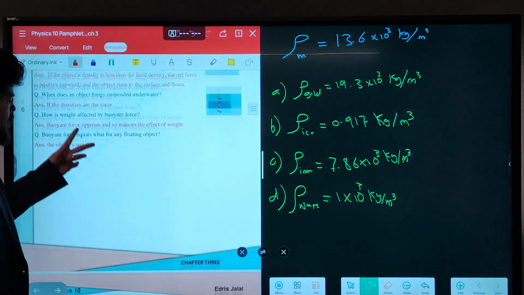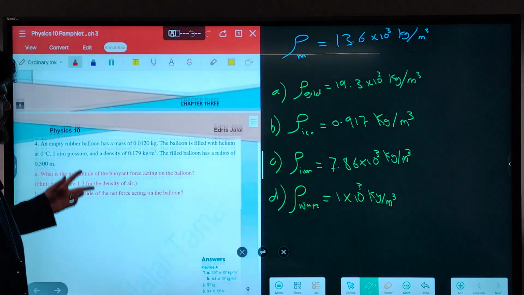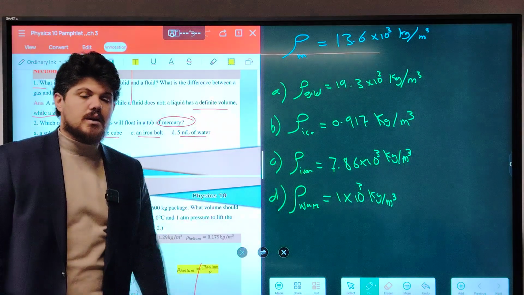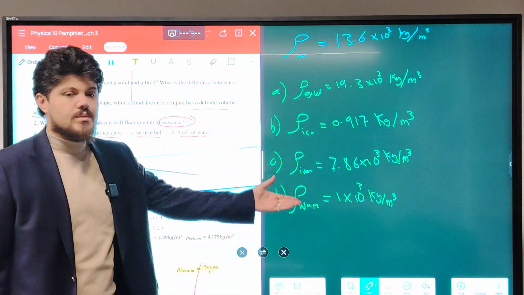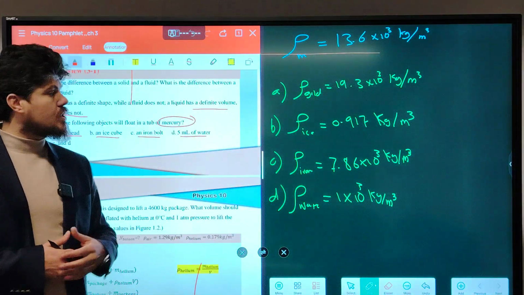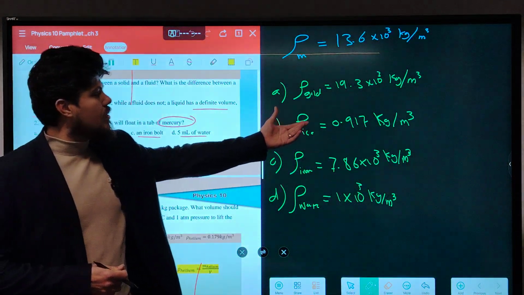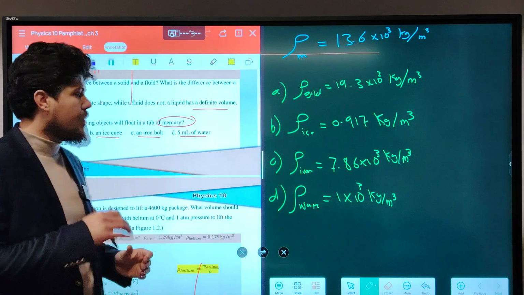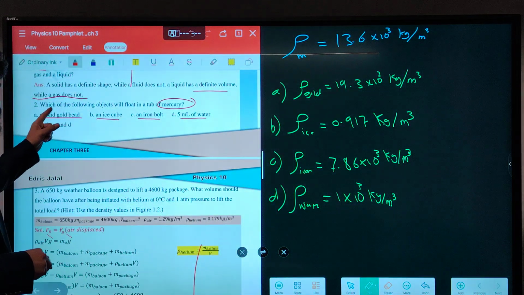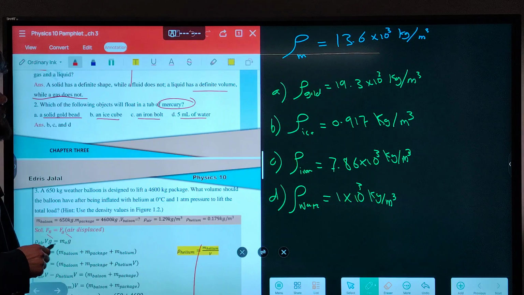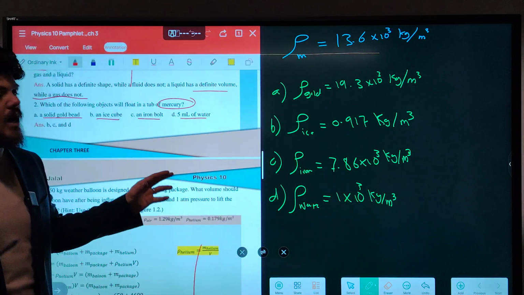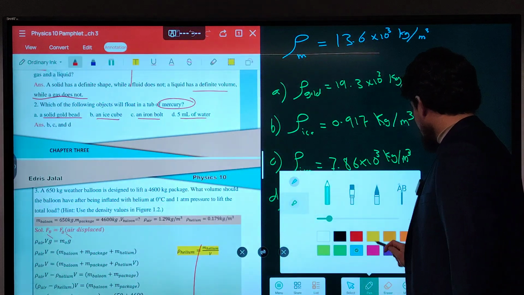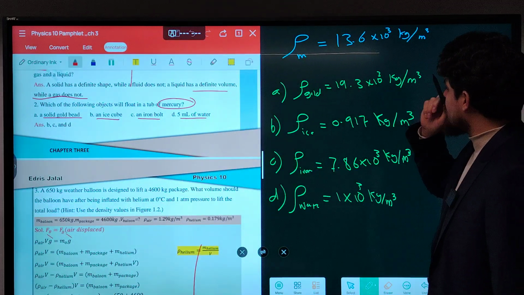This is question 2 in the section review. Guys, for this question, you are not required to memorize all the densities for these different substances. If your teacher brings this question in the exam, the table of the densities of the substances must be given.